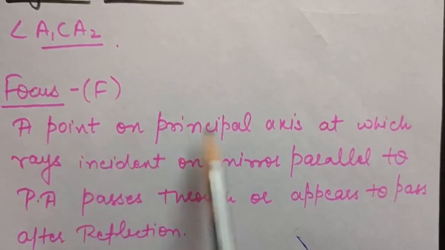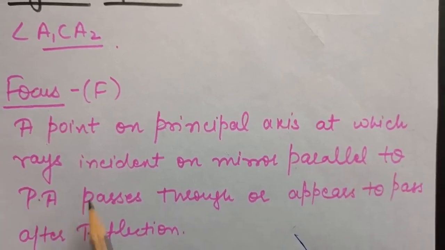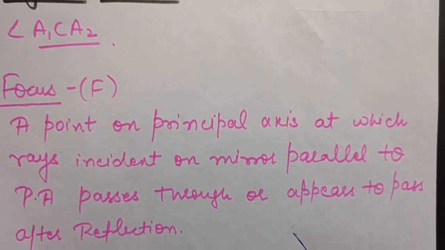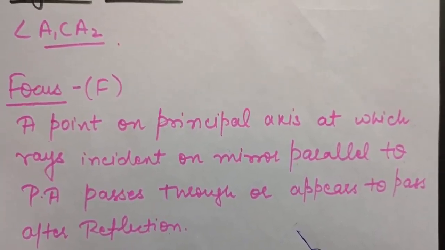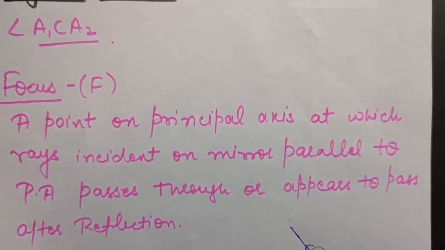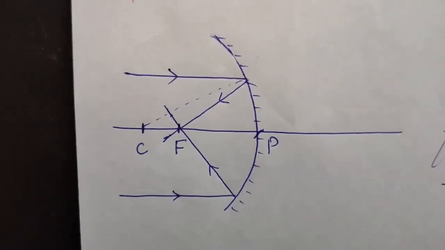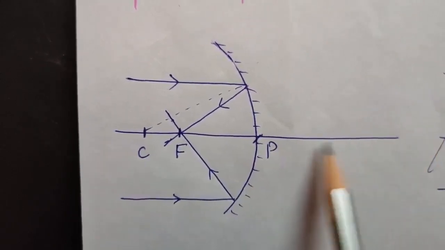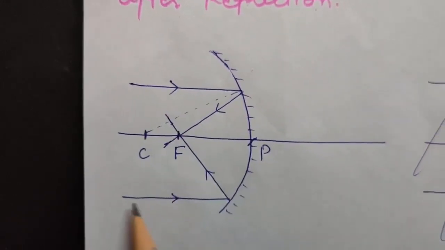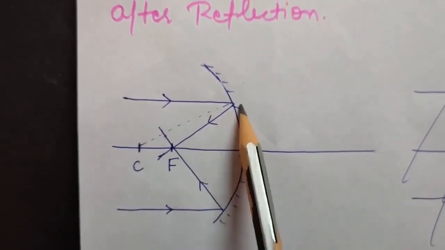Focus is a point on the principal axis through which rays incident on the mirror parallel to the principal axis pass, or appear to pass, after reflection. That is, if the rays are coming parallel to the principal axis, then after reflection they will pass through a point present on the principal axis, and that point is called focus. To understand it, look at this diagram. This is your principal axis. As I told you, this is the pole, this is the center of curvature. Now these two are the incident rays, and as you can see, these incident rays are parallel to the principal axis. Now they will strike the mirror.